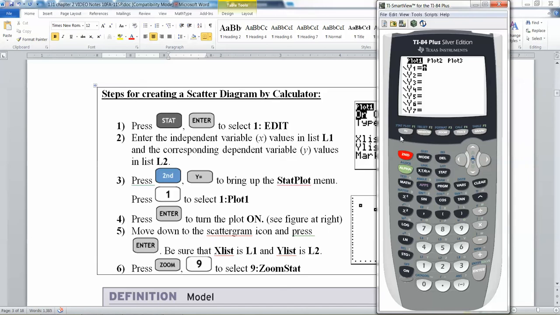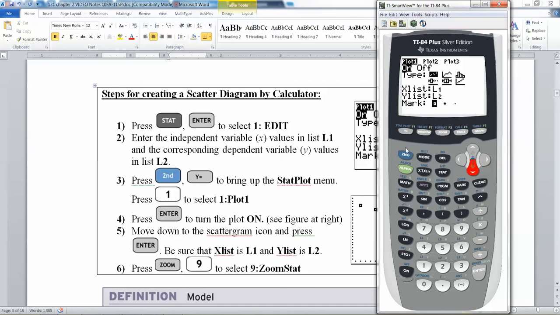Let me go to second y equals and I can check that. There you can see my plot 1 is a scatter plot, so you can tell by the picture. It's got L1 and L2, and it's going to make little boxes. And if you want to edit that, you could press number 1 or press enter. And you can see, hey, it's on. I'm making a scatter plot. And then L1 is my X, L2 is my Y, that's my mark.